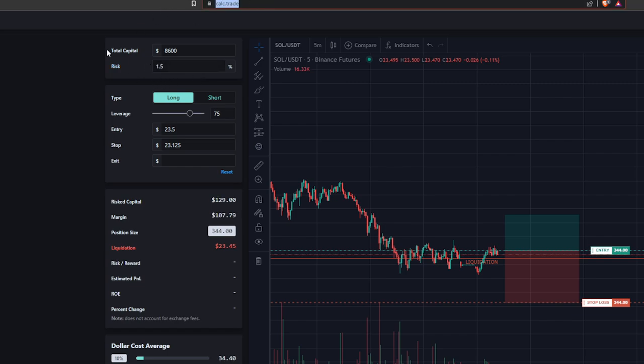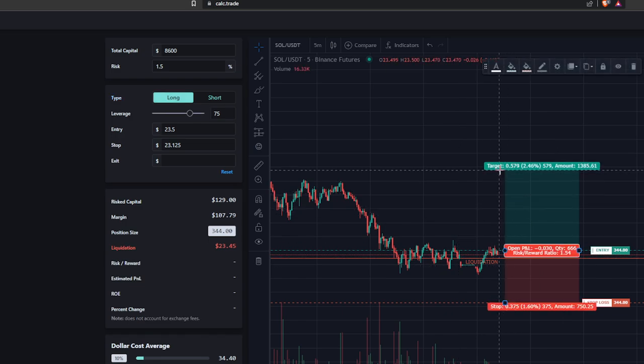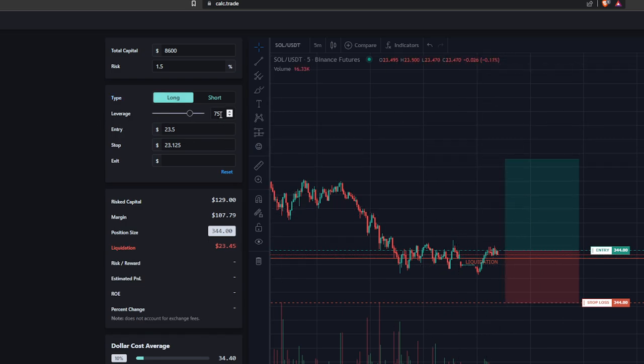When you go to Calc.Trade, first of all, you gotta choose the pair. If it's Solana, the default will be Bitcoin, but you gotta press and type whatever coin you're getting into. Then we choose long, short, whatever. Let's say this is a long trade setup. And in leverage, it does not really matter what you're gonna write.